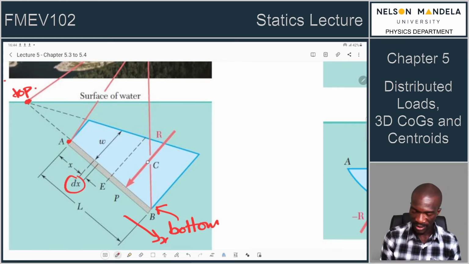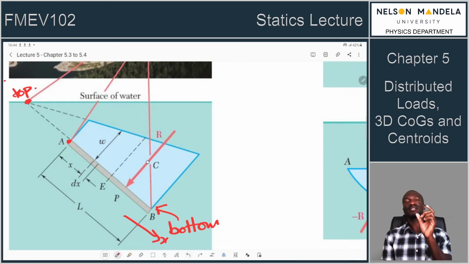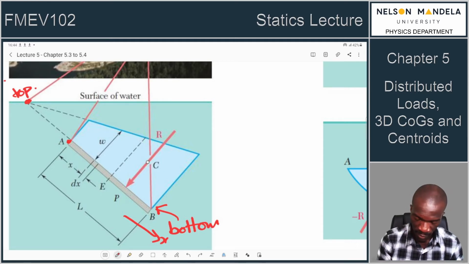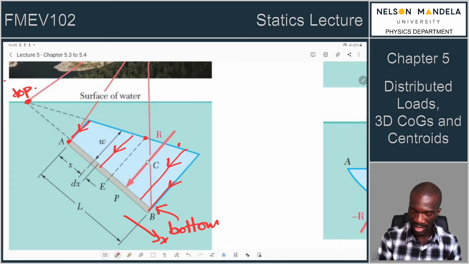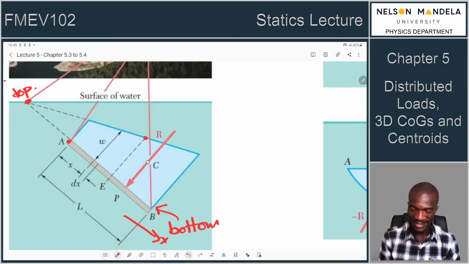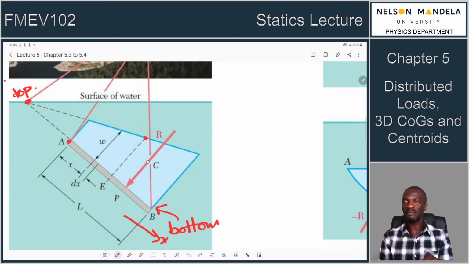So if we are looking at a small element dx, as when we were finding, for example, the weight by integrating the weight per unit length by dx. So these are our values of the weight per unit length. If we are to draw it like what we saw earlier, we would draw it like this. So in the end, what you now have is a load distribution, right? But this load distribution is interesting because it's into the depth of the water.